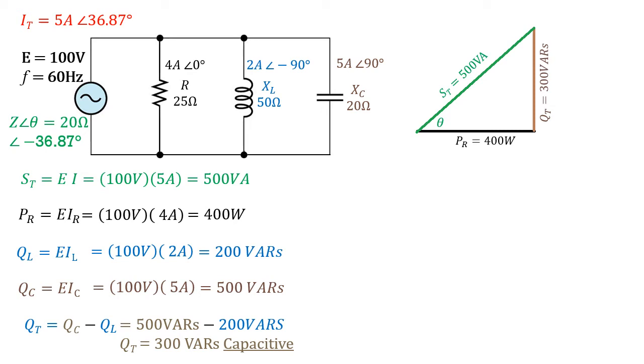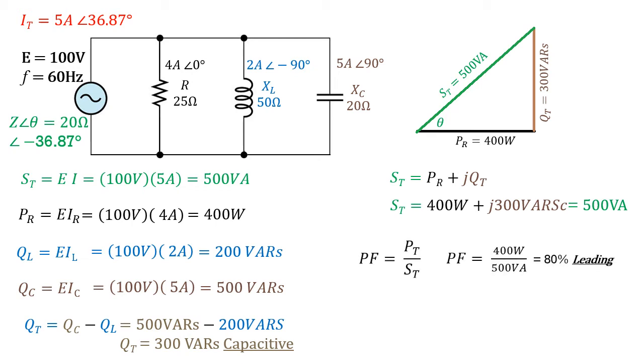So when we vector sum our powers, our total apparent power, 500 VAs, is equal to our 400 watts on our resistive side and the difference in our reactive powers of 300 vars for our capacitor. And sure enough, when we add these two vectorially, we get back to our 500 VAs.